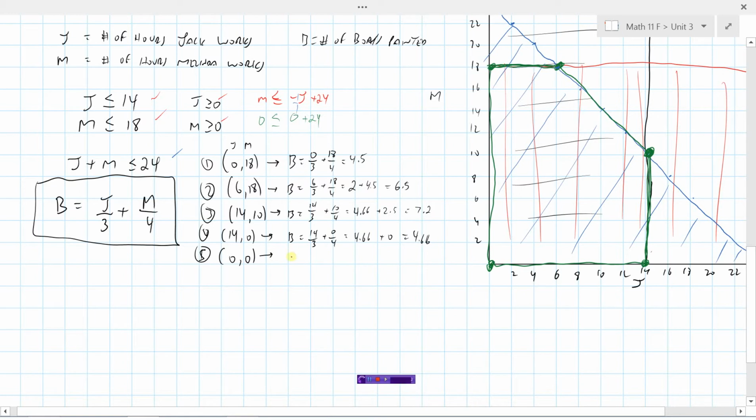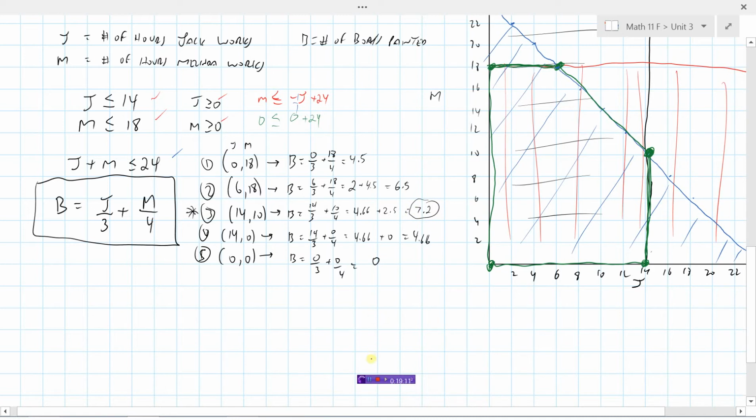And finally, in the last situation, obviously this isn't going to be very productive. If we hire them both for 0 hours, we get 0 boats done. So this would be like our minimum situation. But obviously for the marina, we're looking for a maximum. So it looks like scenario 3 here would be the best deal. Hire Jack for 14 hours, hire Melinda for 10 hours, and the marina would get 7 boats done and a little bit of the next boat.